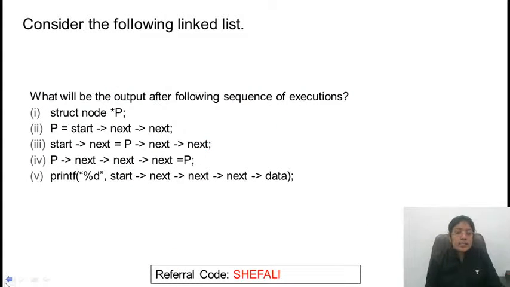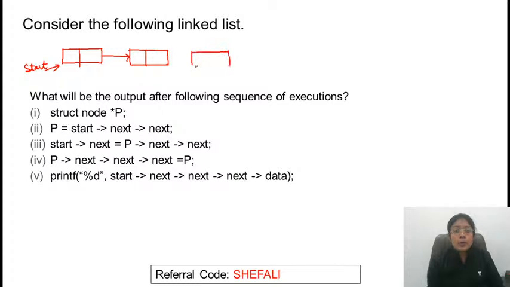So the question is, consider the following linked list. I'm going to create the linked list and you need to return the output after the following sequence of executions. Let's assume that start is going to point to the first node of the linked list. Let's assume that 6 nodes are present in the linked list.